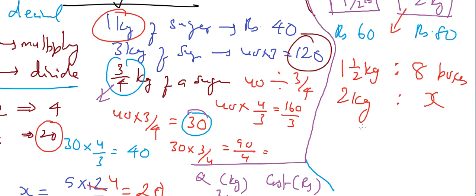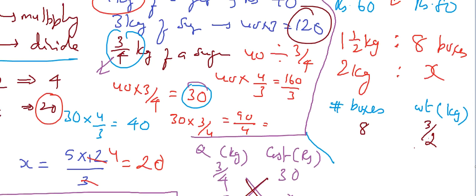So again, what are the two quantities here? One is the number of boxes of grapes. The other one is the weight of the box of grapes, or quantity of grapes, that's in kg. So 8 boxes means 1.5 kg, that is 3/2 kg. So is it 2 kg?